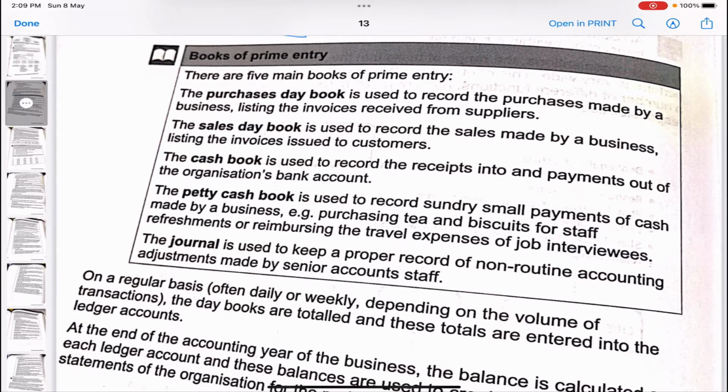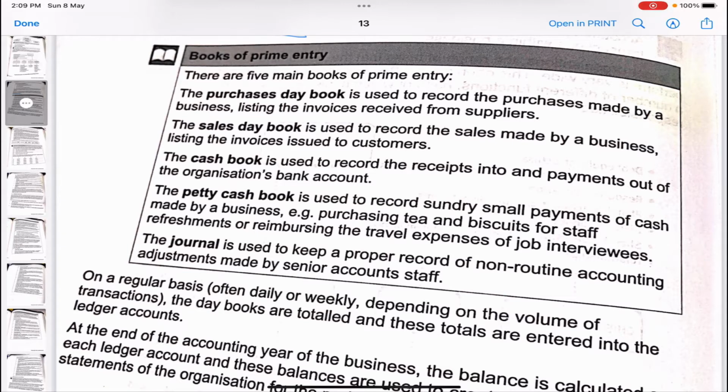The petty cash book is used to record sundry small payments of cash made by a business. For example, purchasing tea and biscuits for staff, refreshments, or reimbursing the travel expenses of job interviewees. For my employees, I give them tea and biscuits every day, so even that is a petty expense.